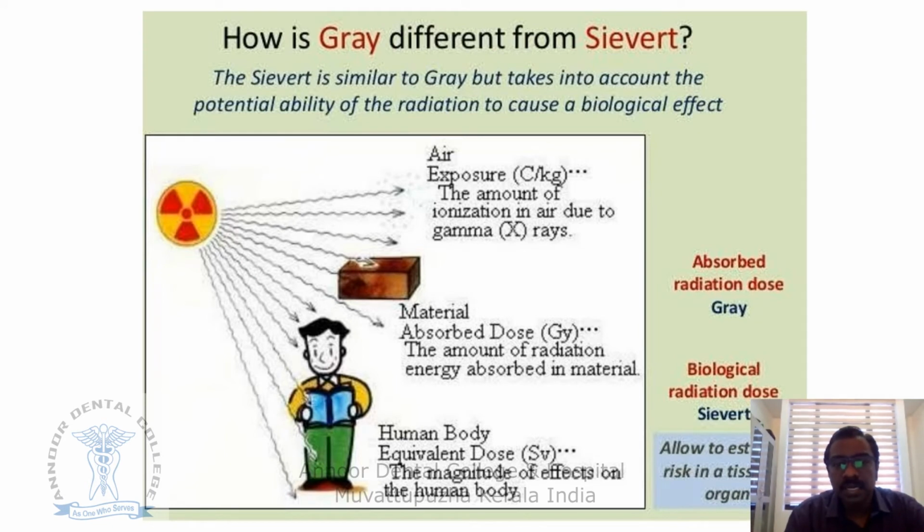So what is the difference between a gray and a sievert? Sievert is similar to gray, but it takes into account the potential ability of radiation to cause a biological effect on the human body. So absorbed dose is measured in gray and the biological radiation dose is measured in sieverts. So that is the basic difference between a gray and a sievert. The sievert measures the biological effect or the biological damage that it causes.